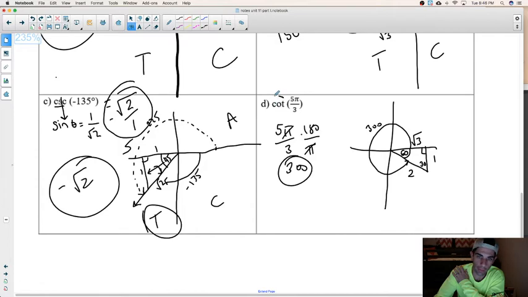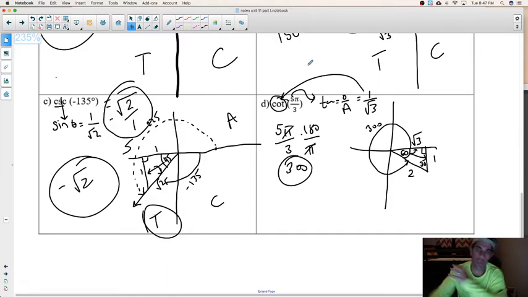Now they want the cotangent. The cotangent comes from the tangent, which is opposite over adjacent. The opposite is 1, the adjacent is radical 3, so that's 1 over radical 3. Now since it was cotangent, flip them, right? So that's going to become radical 3 over 1, right? So I'm going to write the answer right here: radical 3.